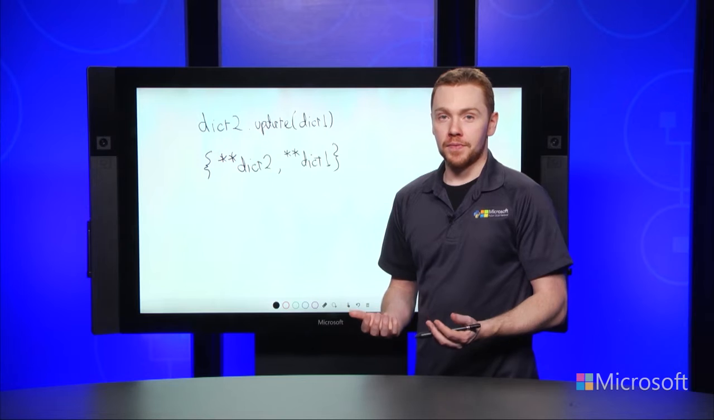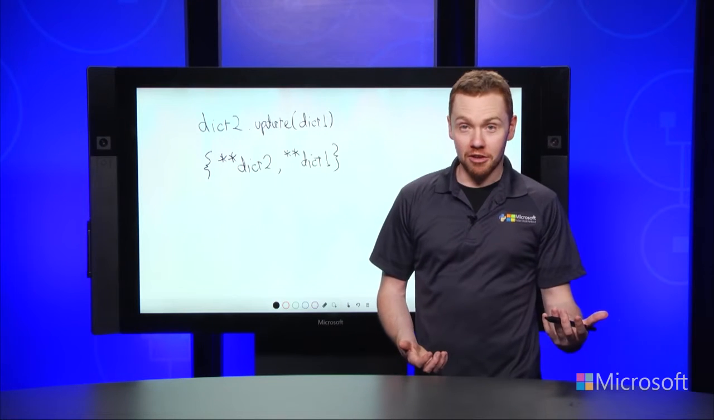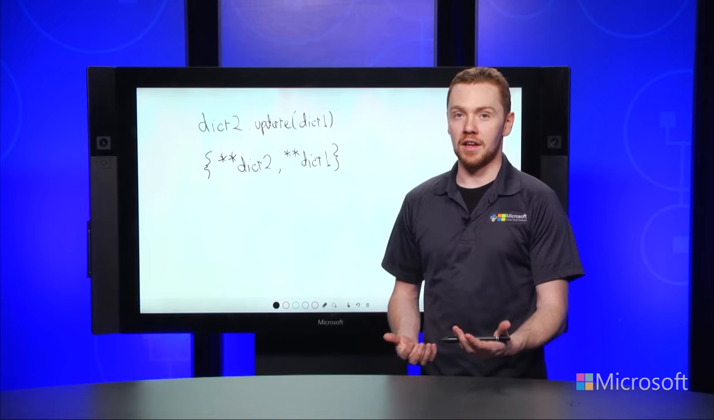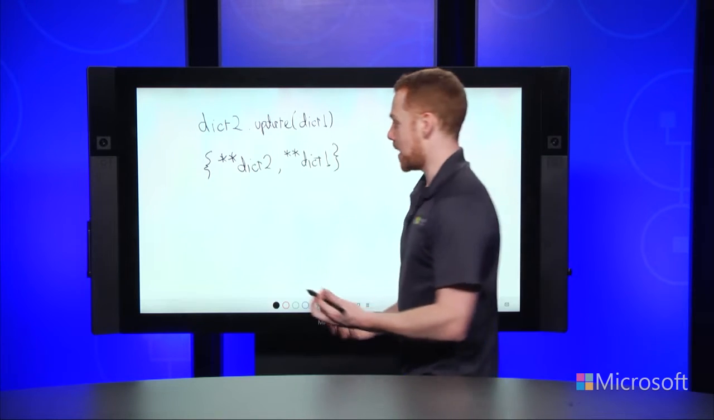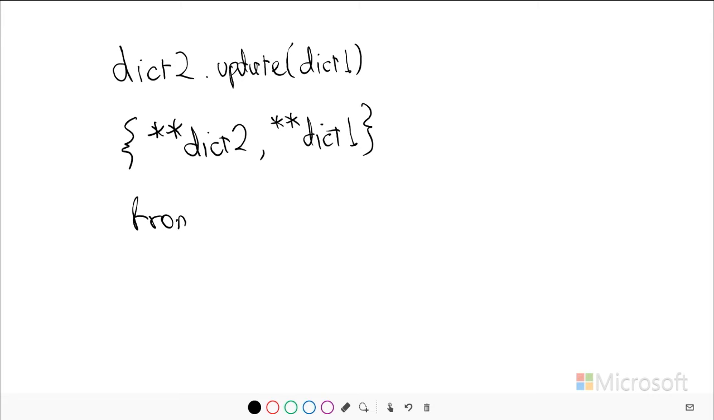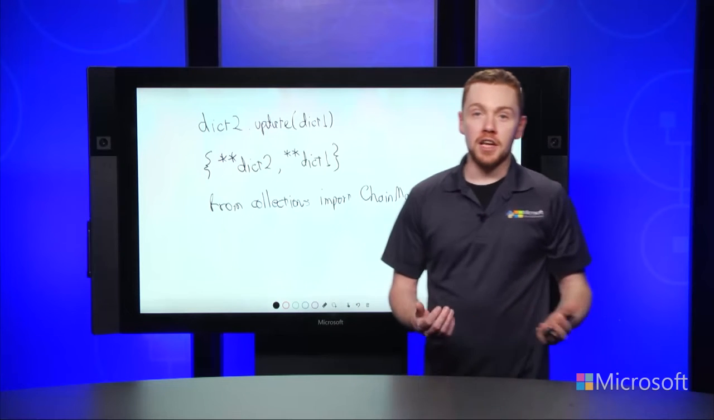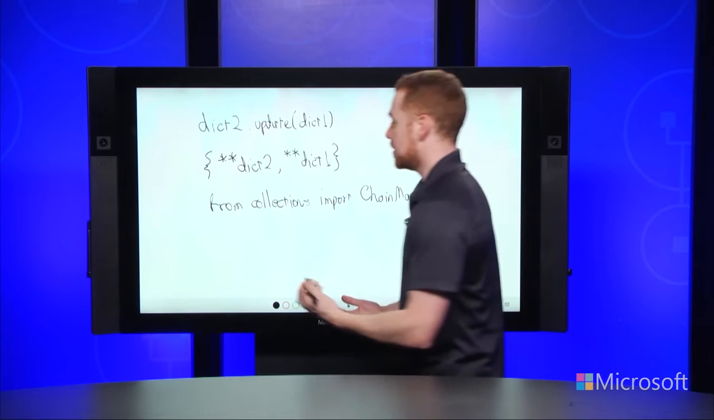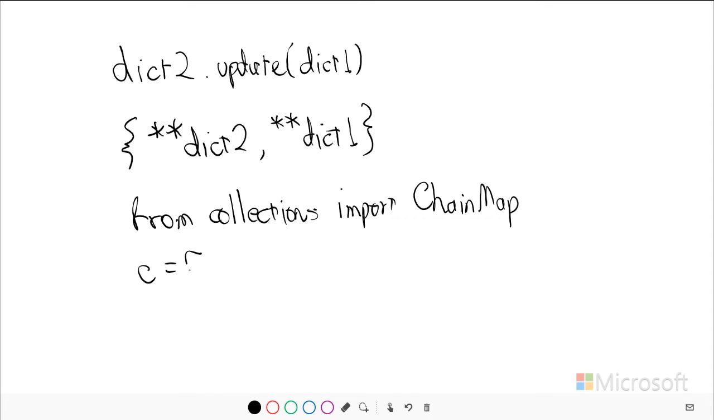A final option, if you don't actually need to create the dictionary, but you want it to look like you have a dictionary that has all of the values, is to use ChainMap. This comes from the collections module. And you can import it as from collections import ChainMap. The ChainMap constructor is going to take both dictionaries. In this case, it's the opposite order from what we've been writing them in, if you want to end up with the same result. So ChainMap dict1, dict2.